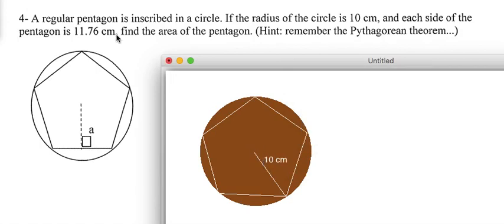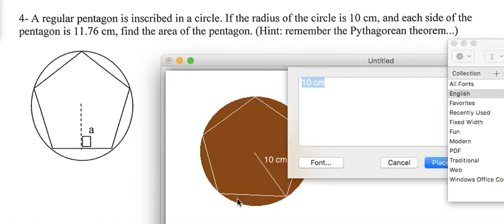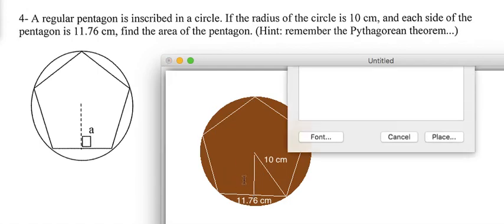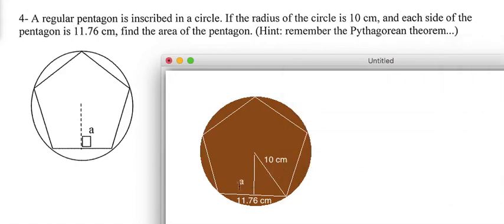And each side of the pentagon is 11.76. Find the area of the pentagon. So I'm going to put that each side is 11.76 centimeters. That means I know down here this is 11.76. So in this one here, if you look at this diagram, it's trying to give us a hint. It's trying to tell us, okay, you probably want to think about this apothem here, which is the distance from the center down to the middle of one side. I'm going to put a little letter A there.